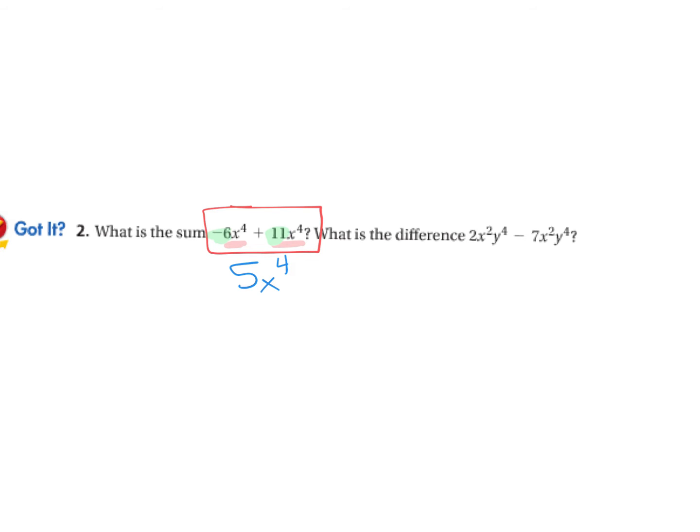Over here, I'm going to do the subtraction. What is the difference? Now look again at the variables and the exponents. x squared y to the 4th, x squared y to the 4th. Those are like terms. So all I'm going to combine is the number in the front. 2 minus 7, I end up getting negative 5x squared y to the fourth.